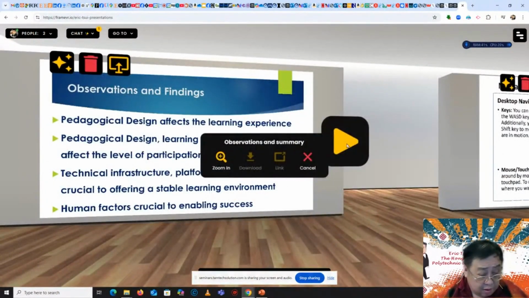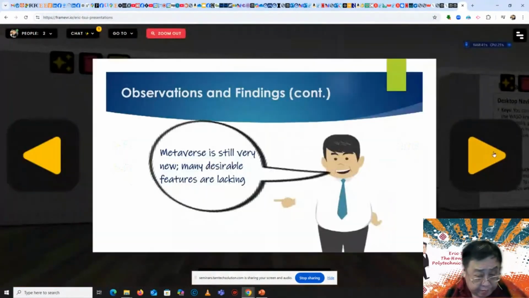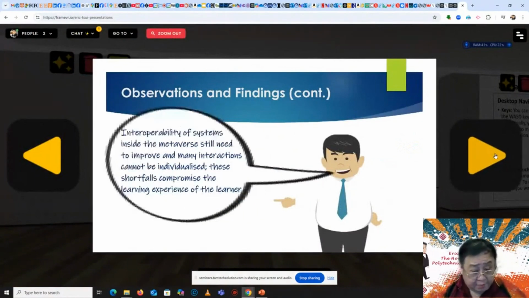Let's proceed with that. So finally, because this is action-based research, in addition to the students' and the teachers' feedback highlighted here, I can add more. That is, Metaverse is still very new at this stage. Many desirable features are lacking, right? And interoperability of systems inside the Metaverse, although they exist, still needs to improve.